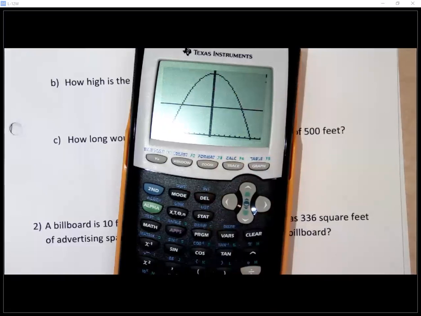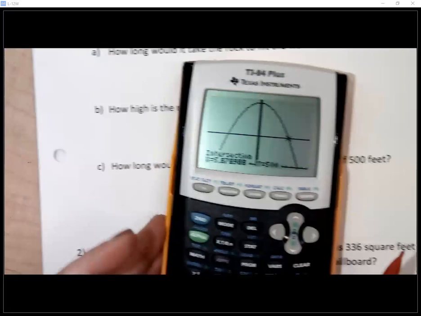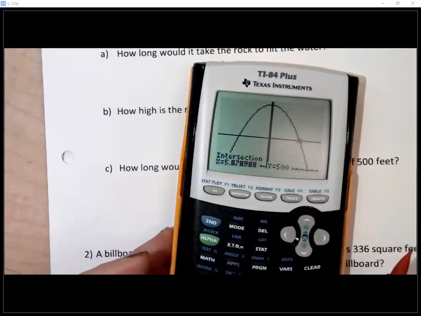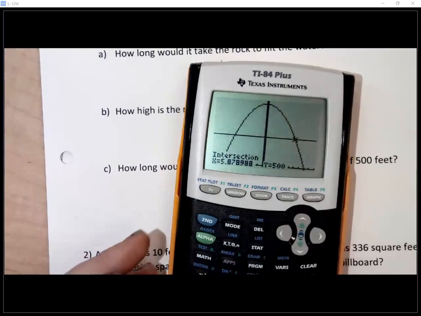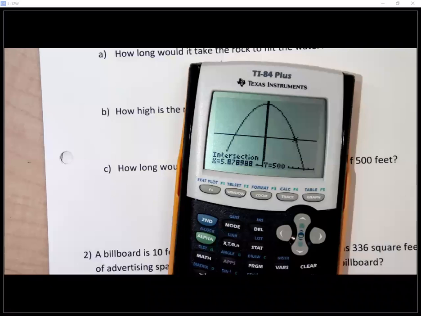And look, it'll tell me exactly where those two intersect. So now I know without doing a ton of work by hand. I mean, not that this one was that bad, but boom, there it is. So that means after 5.88 seconds, it looks like, my rock is going to be at 500 feet.